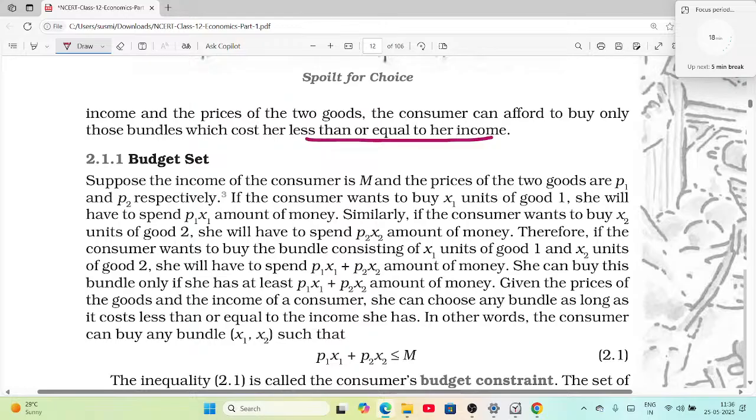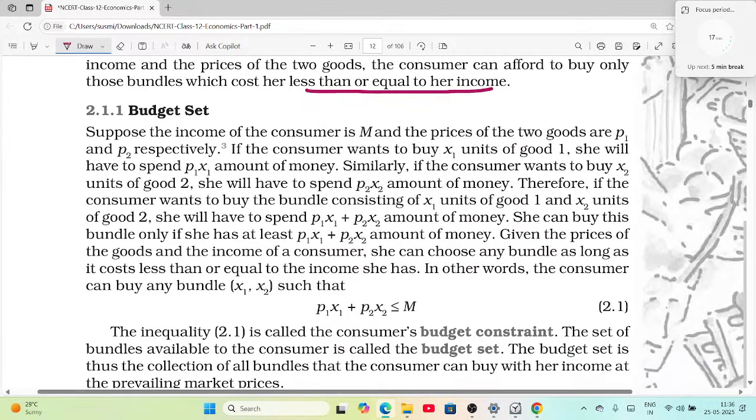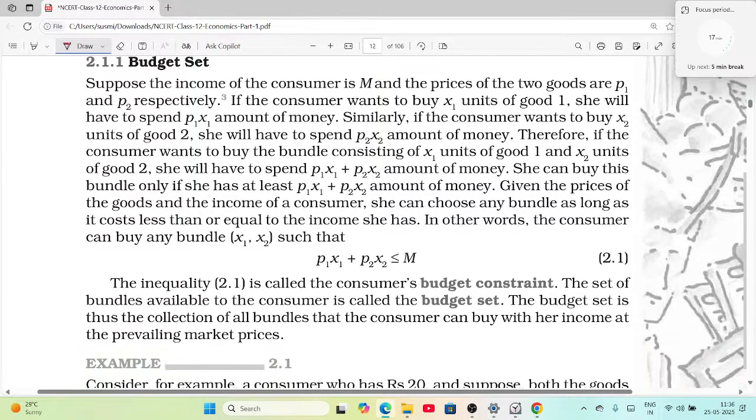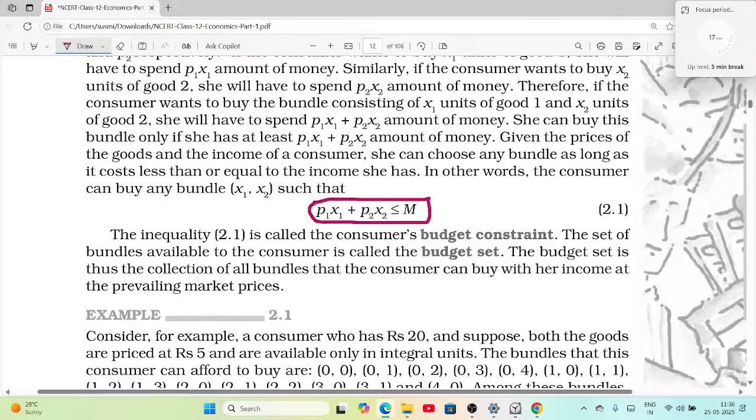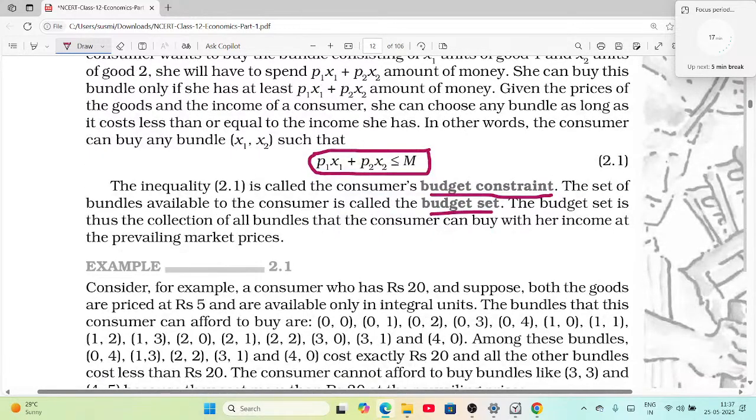She can buy this bundle only if she has at least P1 x1 plus P2 x2 amount of money. Given the prices of the goods and the income of the consumer, she can choose any bundle such that P1 x1 plus P2 x2 is less than or equal to M. This is the equation of the budget constraint. The collection of bundles available to the consumer is called a budget set. The budget set is the collection of all the bundles that a consumer can buy with her income at the prevailing prices.